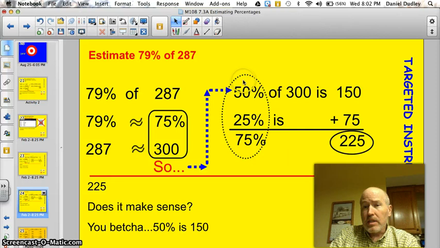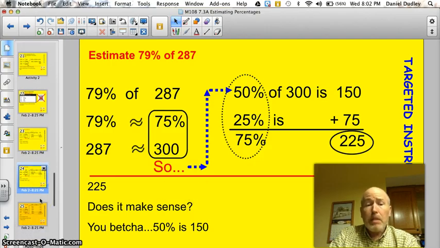You see how I added that up? Here's 50%, 25% makes 75%. Add, the sum is 225. And does this make sense? Oh yeah, you betcha. 50% is 150, so you got it. See how I keep coming back to 50% and 10%? It's going to get a little bit repetitive tonight.